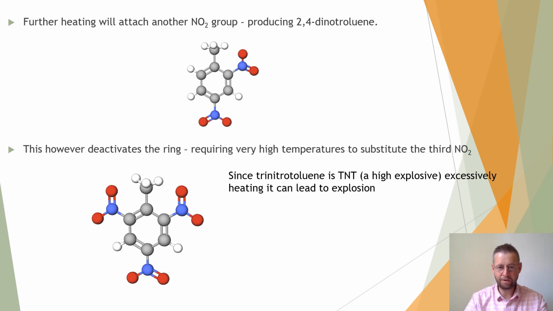Now, how do we get the third one on? The problem is now having 2 on has deactivated the ring really highly. Like, it is not attractive anymore to electrophiles. Getting the third one on requires us to give them a huge amount of energy, and we would do this by basically making it very, very hot. A very high temperature, harsh conditions would basically give these chemicals enough energy to push together and the third substitution reaction occur. Now, since trinitrotoluene is a high explosive, excessive heating can lead to explosions.